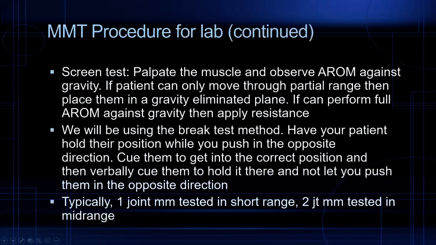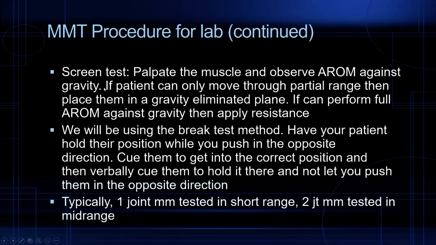So, in your skills check, what we will always ask you to do is to do a screen test, okay? First, you palpate the muscle that you're going to be testing. You observe how much range of motion the joint can do, what the action of that muscle is against gravity. You always do against gravity first. That's your screen test. You can do this as a general scan.